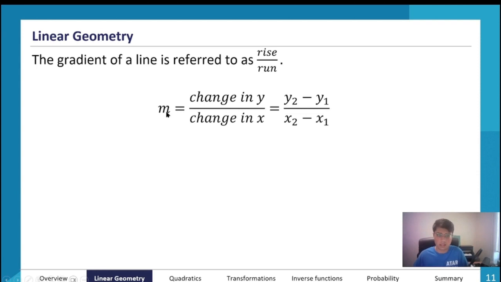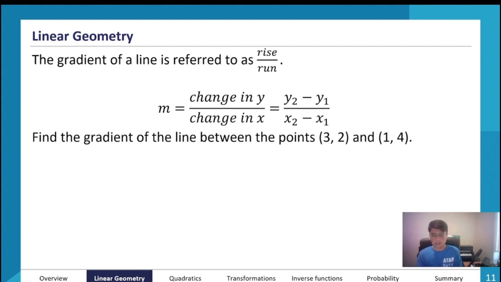So again, m is the gradient, and the rise is given by the change in y, the run is given by the change in x. So again, we can use our knowledge of the coordinates, plug that into the gradient formula here, and we get y2 minus y1 over x2 minus x1. That's going to be our formula for m.